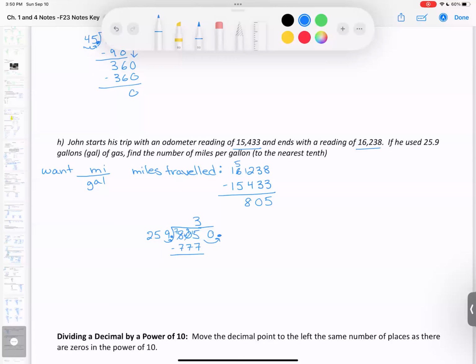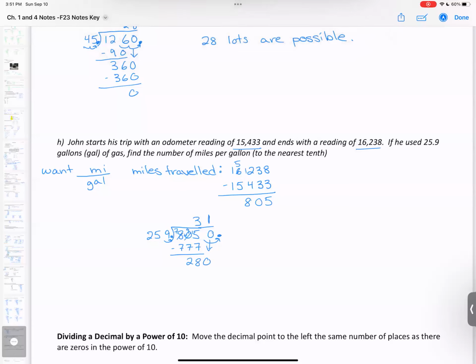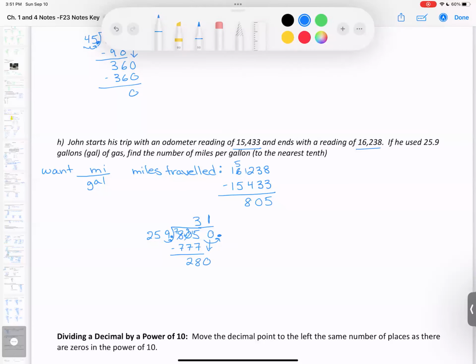And so I get 28, and now I can drop down that 0. So how many groups of 259 in 280? There would be one group. We're going to the nearest tenth, so we've got to keep going because our decimal place is going to be right there.